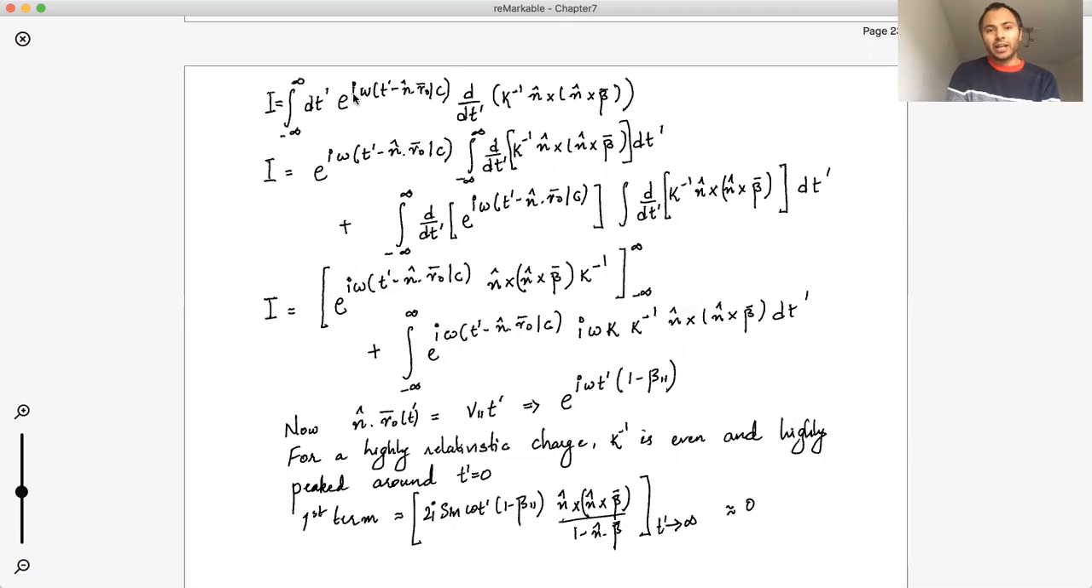So you have an exponent here. t prime is the retarded time, so t prime minus n dot r naught is the position vector from the particle to the observer. r naught is the position of the particle by c. So this basically is the phase of the electromagnetic wave, right? So it's inside the complex exponential. And then we had this another factor which turned out to be a perfect derivative, right? And then we said, oh, okay, you can integrate by parts.